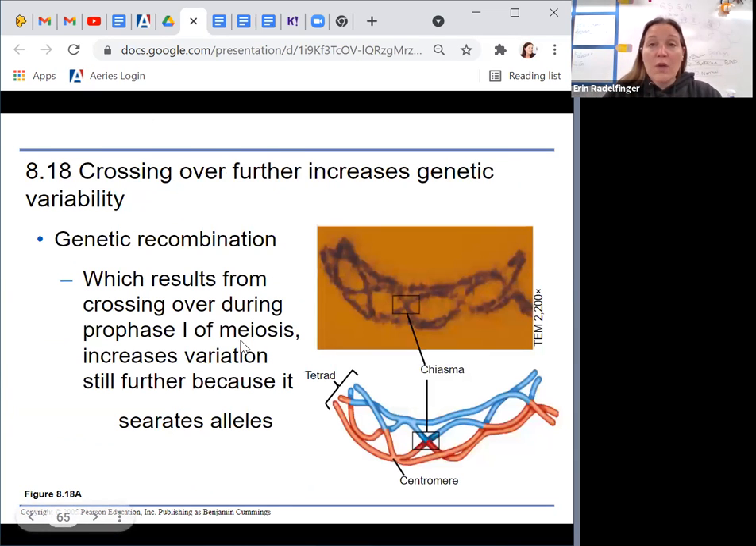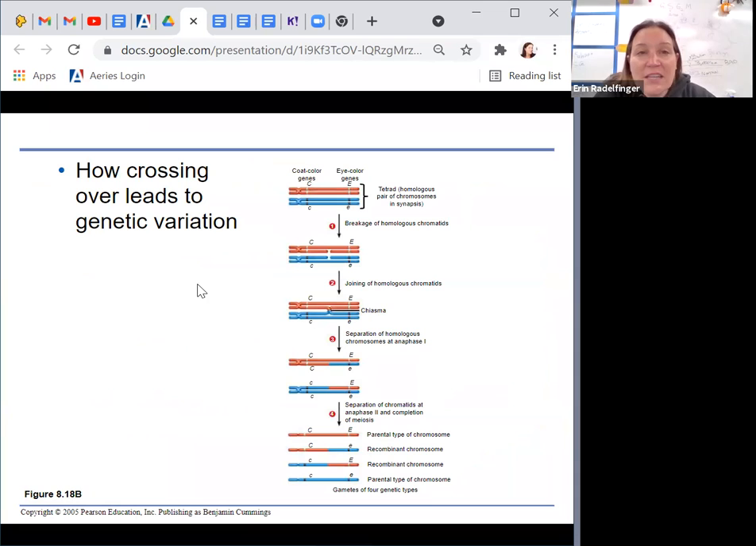And so we can talk about how crossing over creates even more genetic variation, which is good for survival and evolution. And again, that crossing over is during prophase 1 of meiosis 1. And because again, we're not just separating where mom and dad line up, we're actually exchanging genetic material between mom and dad. So here's an example.